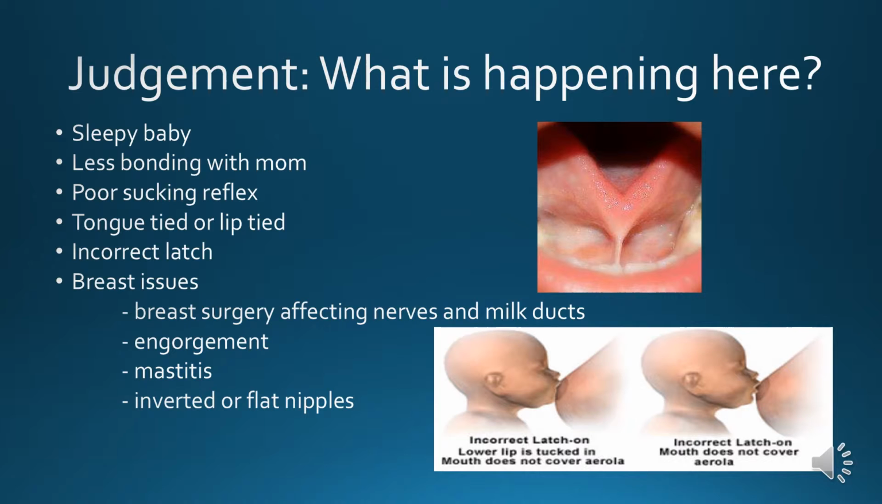An incorrect latch may also be another reason that contributes to this problem. Getting a proper latch takes time. It's reported that to achieve a consistent correct latch, it may take upwards of 4 to 5 days, long after the mother and baby are released from the hospital. The mother may also have issues with her breasts that impede adequate milk flow, which can include breast surgery, either a reduction or enhancement that has affected the nerves and milk ducts. Other breast issues that could be happening can include engorgement, mastitis, which is an inflammation of the breast tissue, as well as flat or inverted nipples, which makes latching and breastfeeding more difficult, which is what's occurring in this breastfeeding challenge.